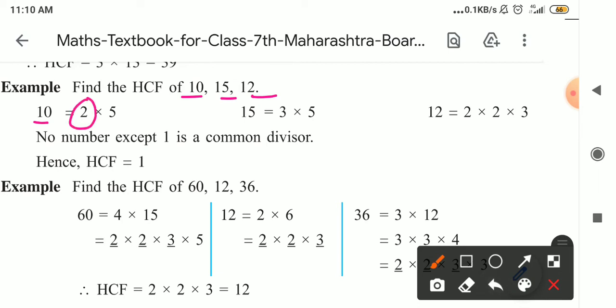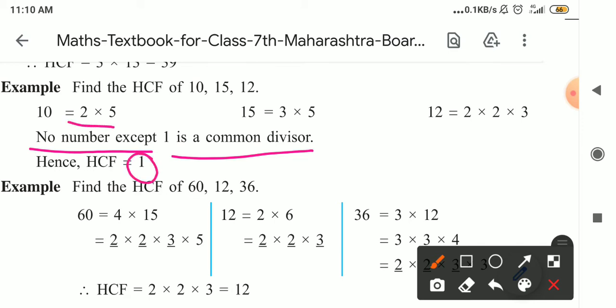Here 2 is present, but here it is not present. Here 3 is present. So 2 is not a common factor for all three. 5 is present here and here, but it is not present at this place. 3 is present in the factors of 15 and 12, but it is absent in the factors of 10. At such a time there is no common number in them, except 1. So for such numbers the HCF is 1. Understand?